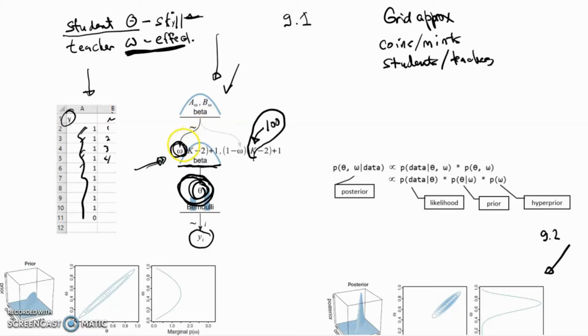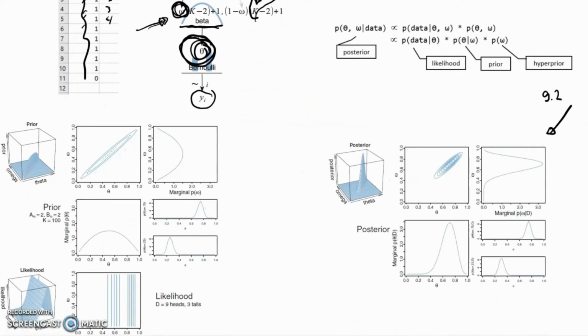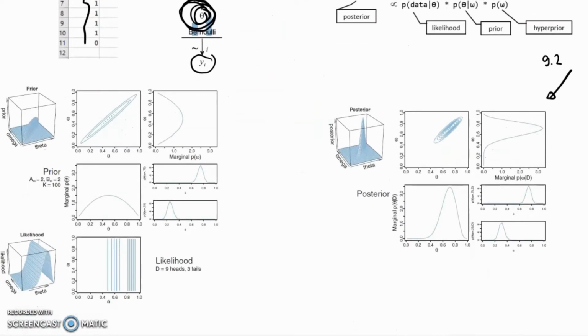But what are our prior beliefs about omega? What are our prior beliefs about the effectiveness of the teacher? Well, in Kruschke's example, we don't really know much. And we set this as being a beta(2, 2). So we don't have much prior knowledge or strong prior beliefs about the effectiveness of our teacher. So with that review, let's move on to this idea of grid approximation.